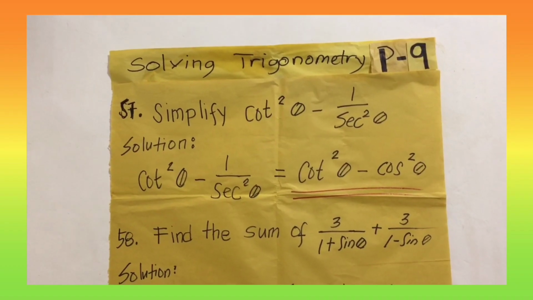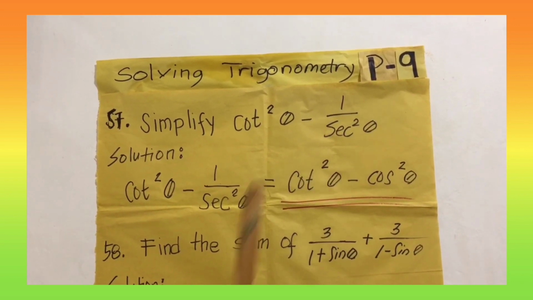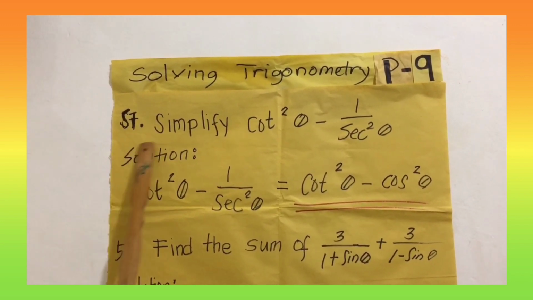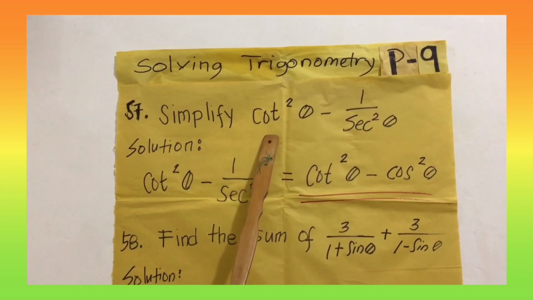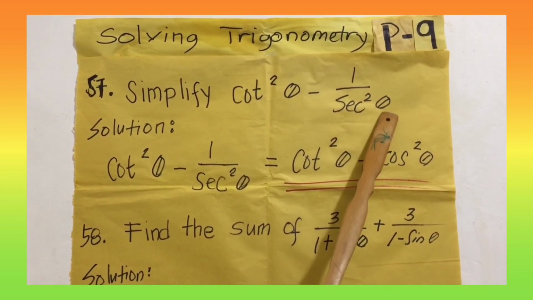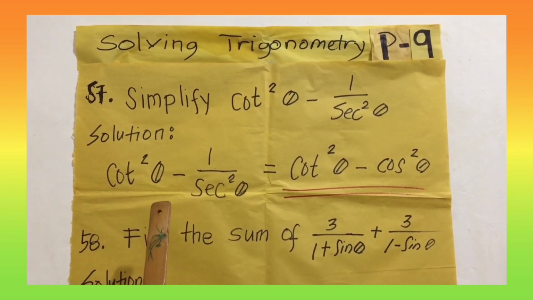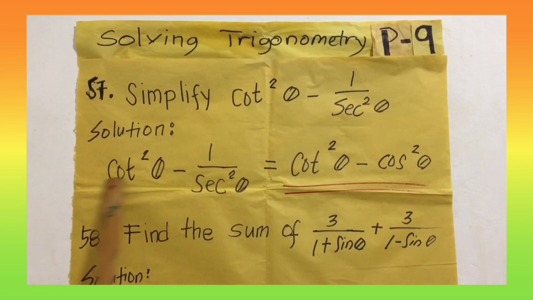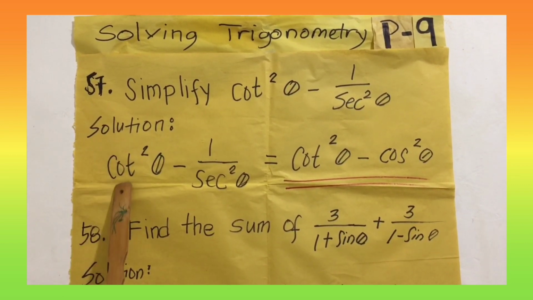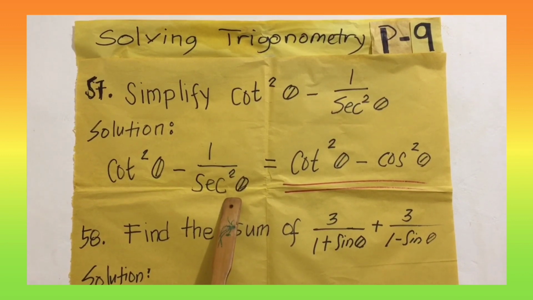Okay guys, today we're going to study again solving trigonometry part 9. We are now in number 57. Simplify cotangent squared theta minus 1 over secant squared theta. So the first thing to do in our solution is copy first the question. Cotangent squared theta minus 1 over secant squared theta.